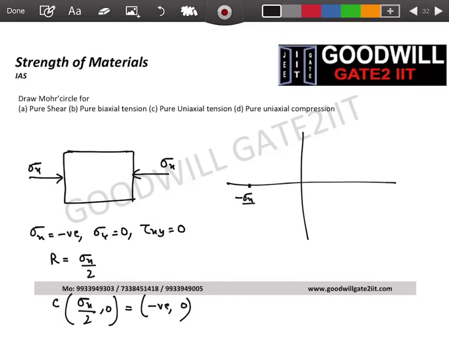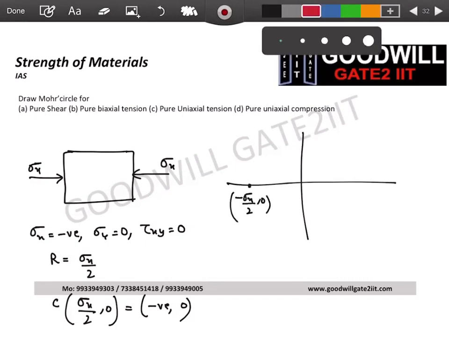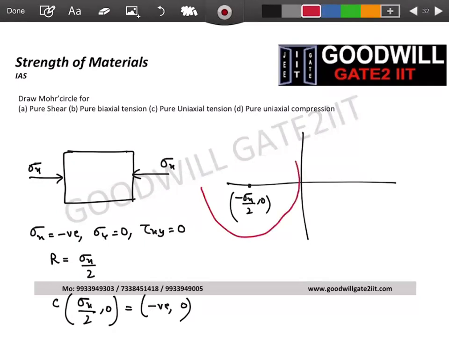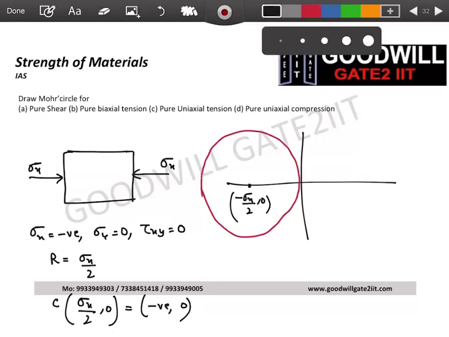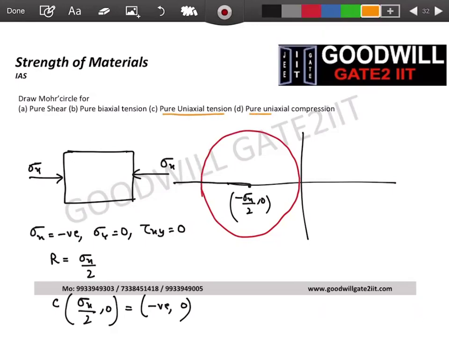Minus sigma x by 2, comma 0. Radius is also sigma x by 2. So your circle will be exactly same, but only in the opposite direction. So please make yourself comfortable between case 3 and case 4. How in terms of tension your circle was this, and how in terms of compression your circle is on this, which is on the right hand side.